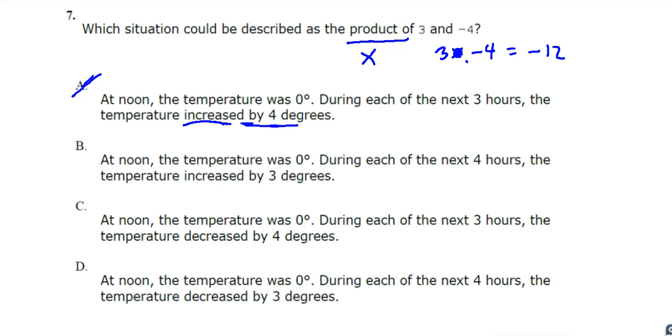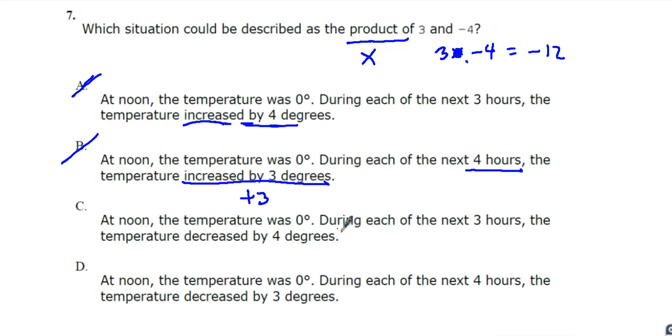B, at noon, the temperature was 0 degrees. During each of the next 4 hours, the temperature increased by 3 degrees. So that means that you had 4 different hours where it increased by 3 degrees. So you added 3 4 times. So that's not it either, because that would be positive 3 times 4. That's not true.